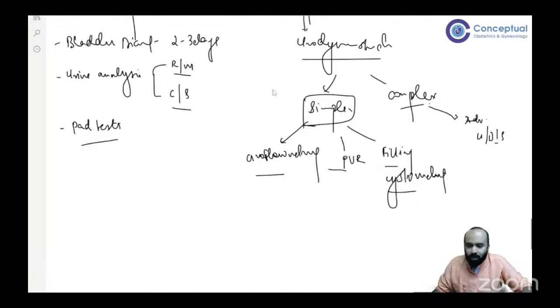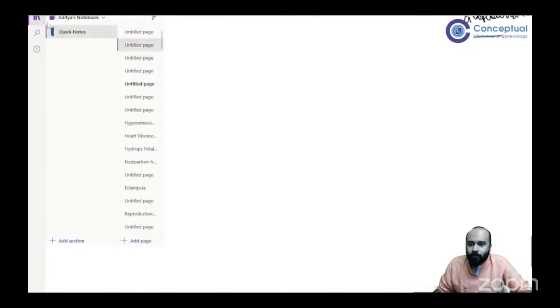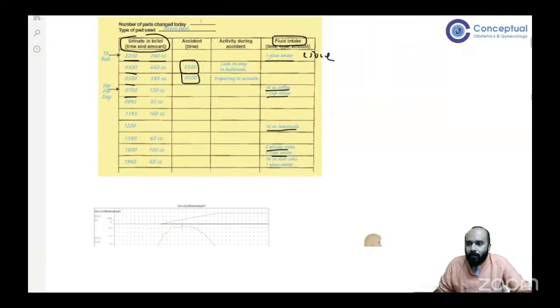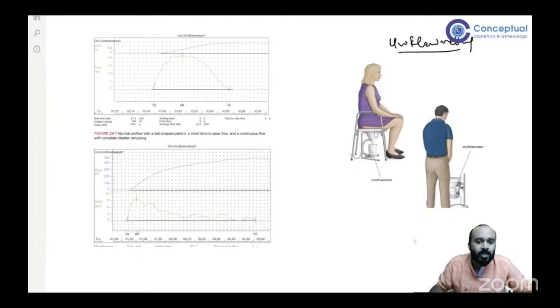In a uroflowmetry, I'm going to show you a picture of uroflowmetry. You see over here, this is a picture of uroflowmetry. In this, you can see that this female is sitting on a special type of commode. It's more like a stool on which she's sitting, but you see that this commode is more like a funnel. And this funnel is connected to some machine over here, and this wiring is given over here.